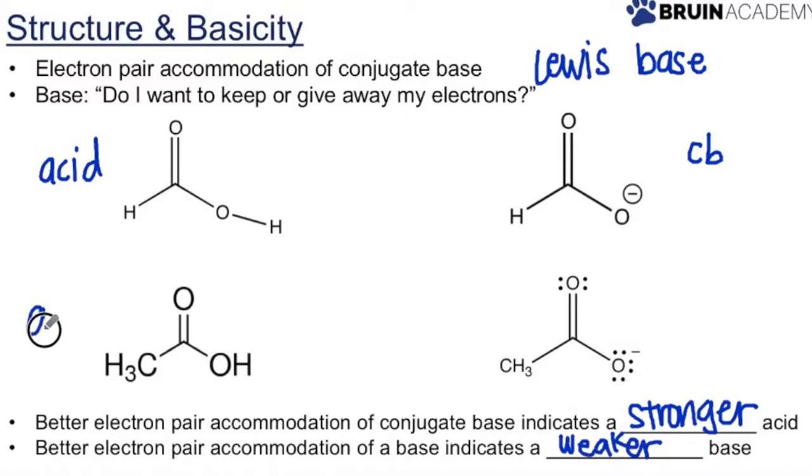So here again we have an acid, here we have its conjugate base. So between these two, if you were to look at this, you would see that something like this has good electron pair accommodation in its conjugate base, meaning that this is a stronger acid. Okay, so this is just to summarize the relationships between electron pair accommodations and the bases versus electron pair accommodations and conjugate bases. So recognize that these are different. Okay?